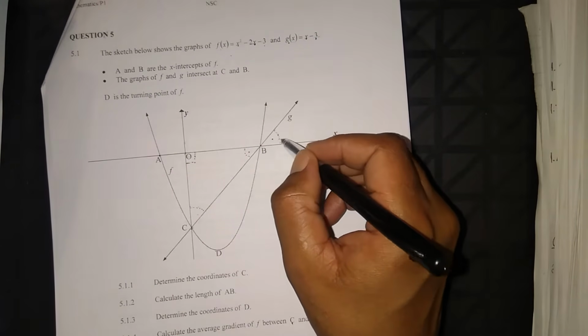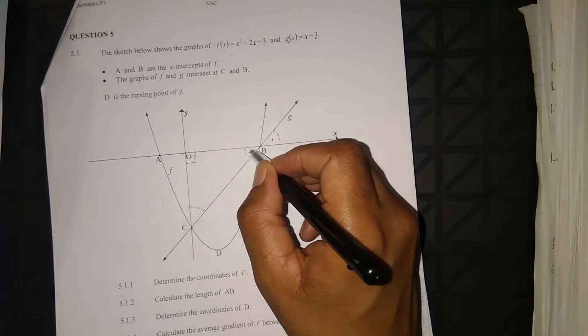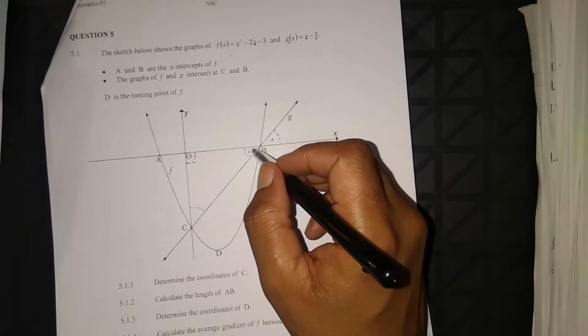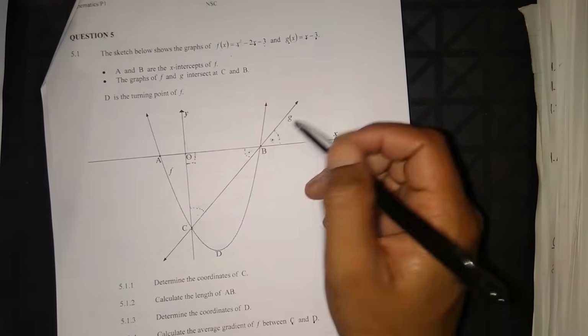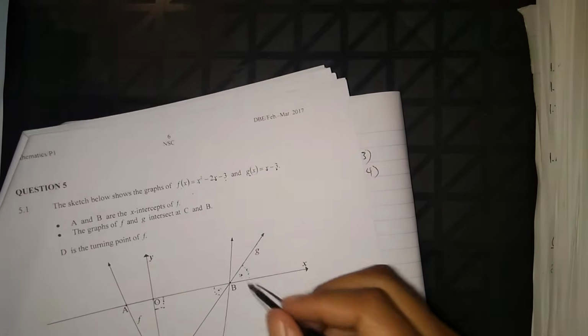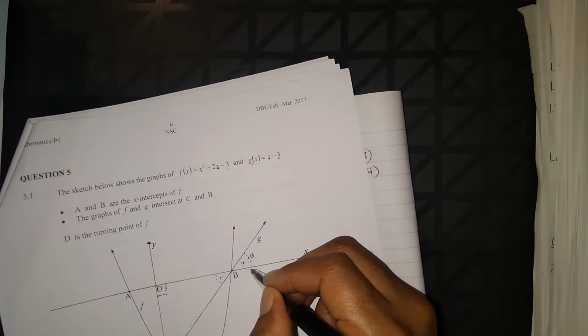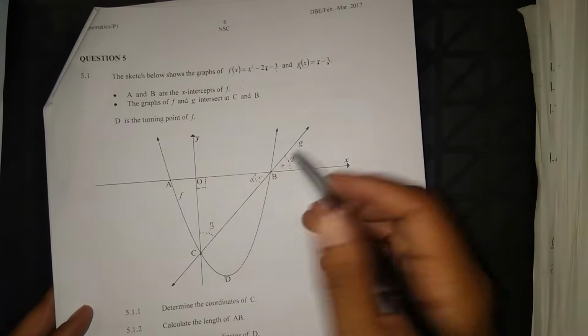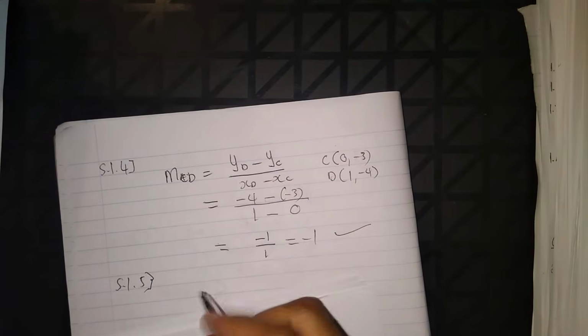By calculating this angle. This angle is equal to this angle. They are vertically opposite angles. This angle is the angle of an incline. So let's say this is theta, and then this is alpha, and then this is beta. I'm just naming the angles for convenience.